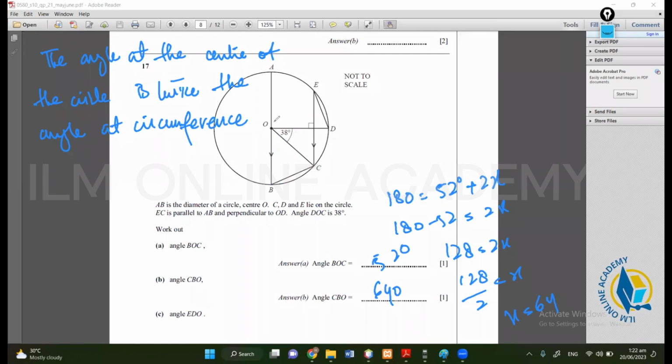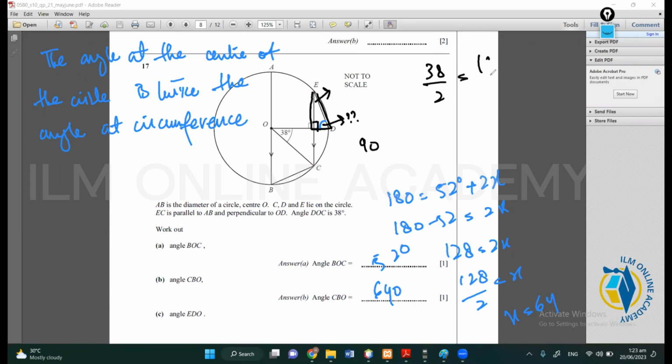Then the next part is EDO. It means this angle. We already know this is a small triangle, right? Let me highlight this. This is a small triangle in which this angle is 90. I have to find this angle, and this angle is also unknown. Just consider the angle at the center that was already given, it was 38, and this is the circumference angle. So this angle would be 38 divided by 2, right? And 38 divided by 2 is 19 degrees. It means this angle is 19 degrees.